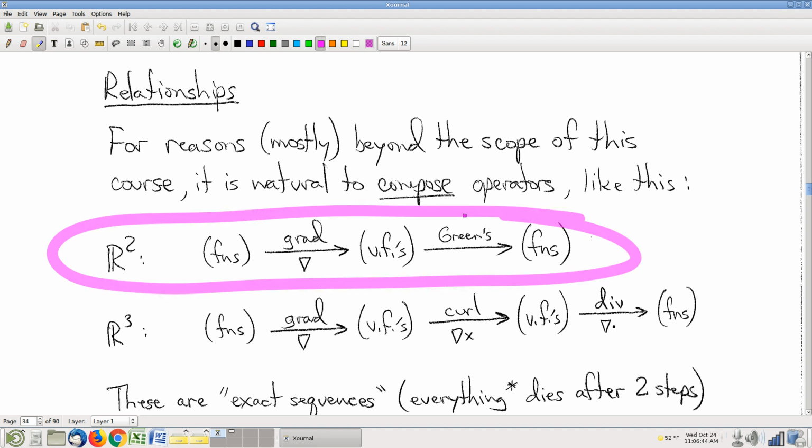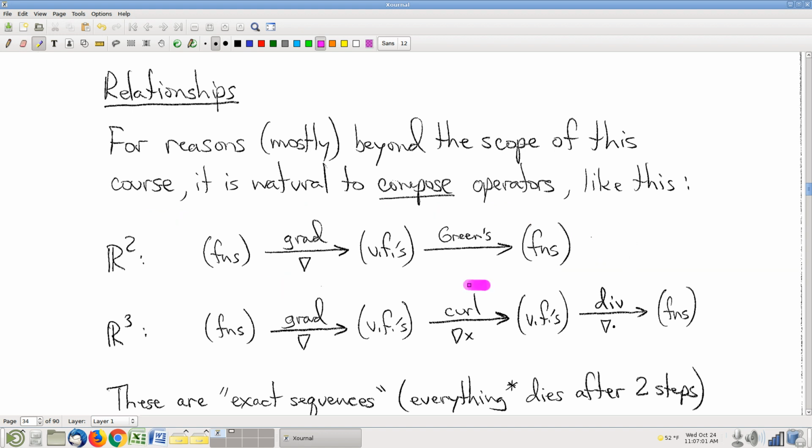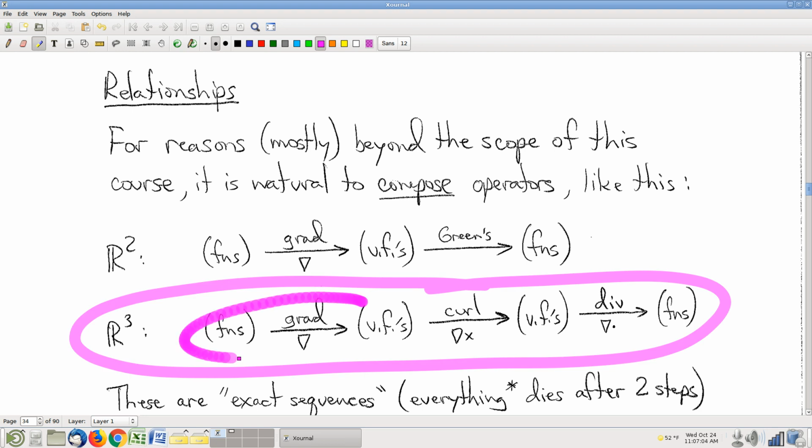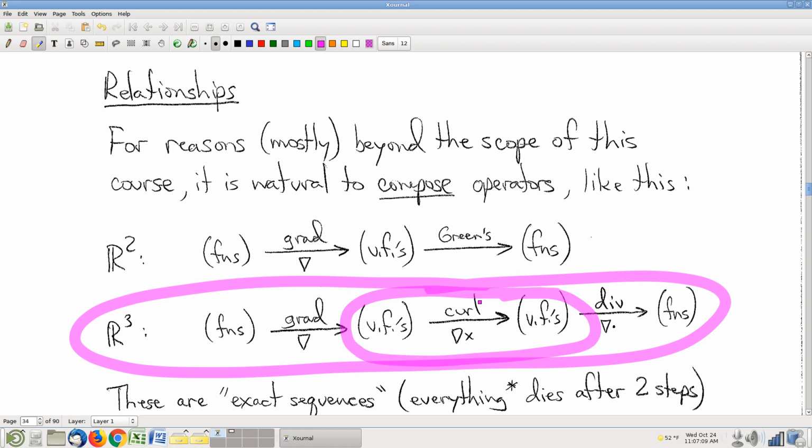And it fits. If you have a function, you can compute its gradient, and of that gradient, you can compute Green's operator. For reasons that we'll talk about more later, it turns out this is a very sensible thing to want to do. Likewise, in R3, the Legos fit together slightly differently, but notice that gradient takes a function and gives you a vector field. Curl, look back at the formula on the previous page, takes a vector field and gives you another vector field. And divergence takes a vector field and gives you a function. Again, it turns out that it makes just great sense to compose them together like this.